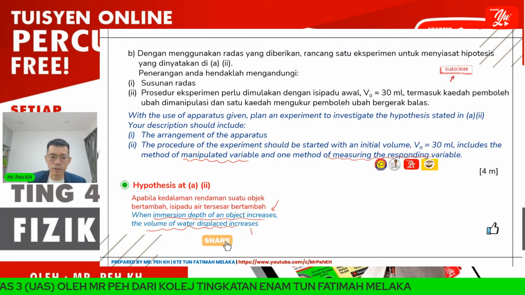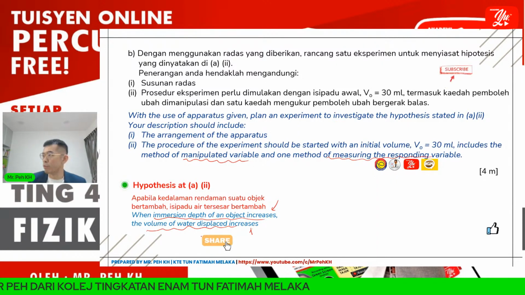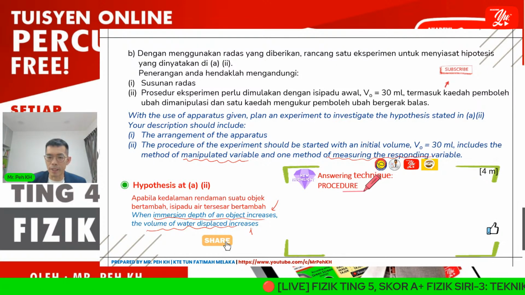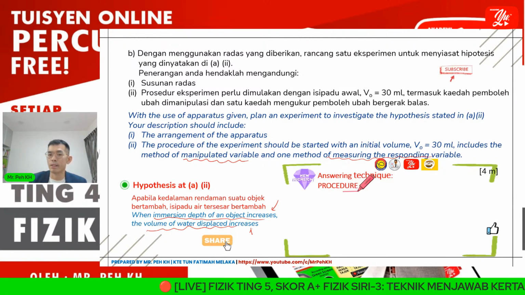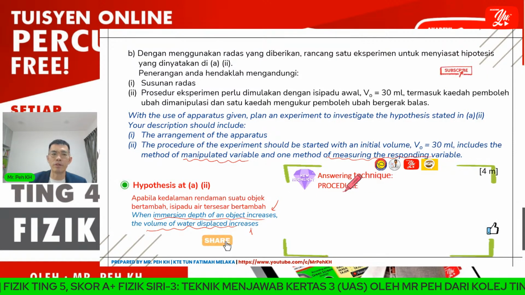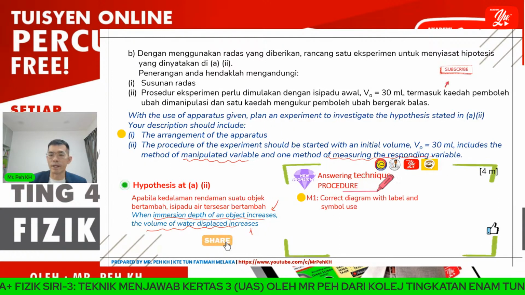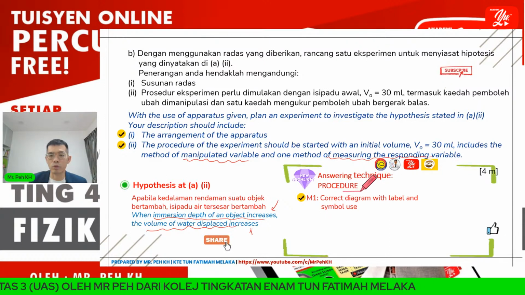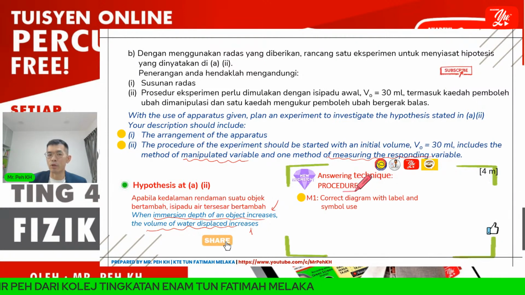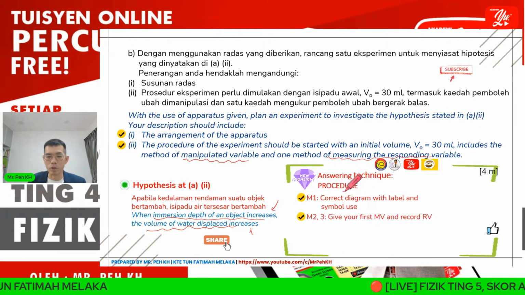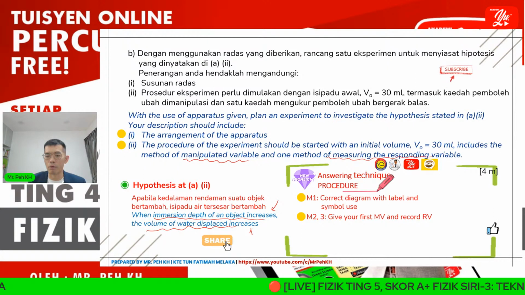This is what we actually want to prove, so we plan the experiment according to this hypothesis. The answering technique I showed you one time already. There will normally be 4 marks, and here also 4 marks. The first mark is given for the arrangement, so a correct labelled diagram. Then the other 3 marks are for the procedure: relate your MV and RV, and repeat the MV and RV. Here 2 and 3 marks will be given for your first MV and RV.